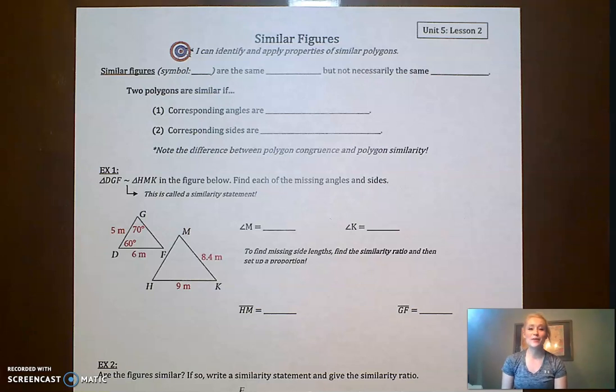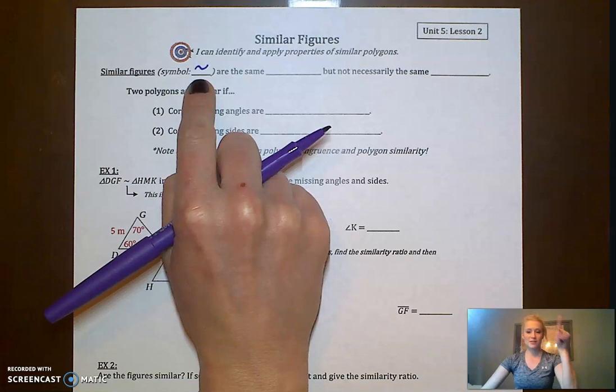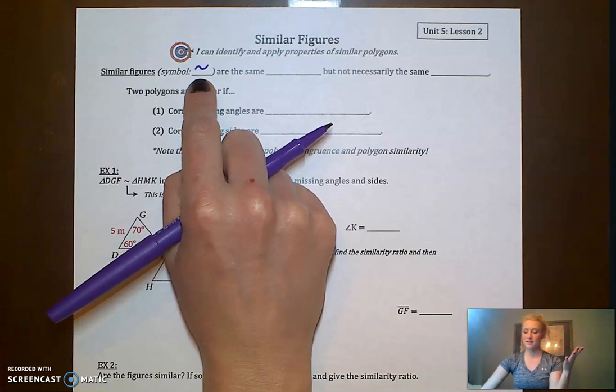Welcome back to Unit 5. This is Lesson 2. We're talking about similar figures. Now, similar plays off nicely from what we did last unit, which was congruent figures. Similar has a symbol, and it's just like the top part of the congruent sign above the equals. It's just that little squiggly. I have no idea what that technically is called. You guys probably do. That's the symbol for similar.